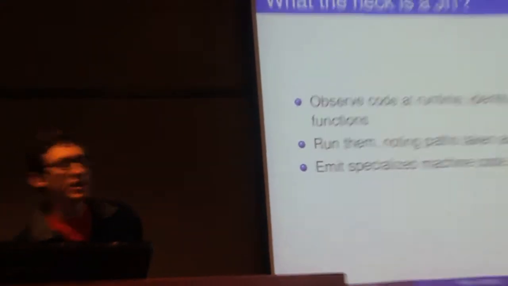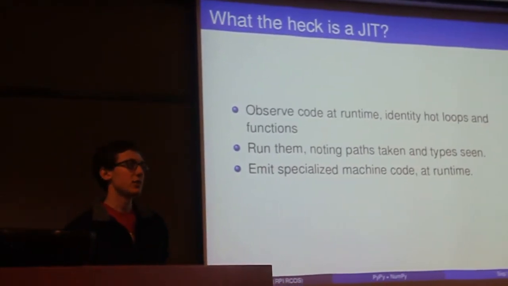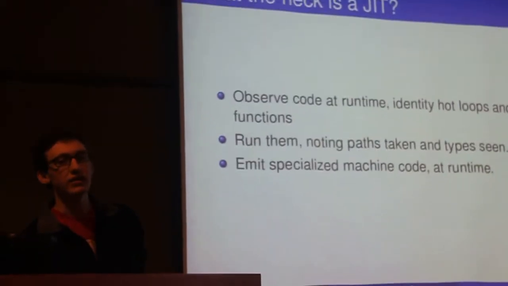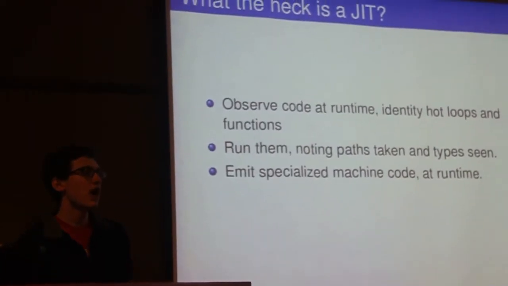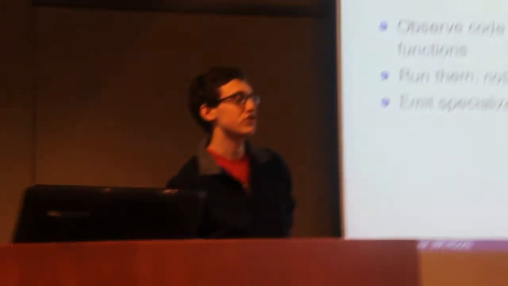And so essentially the way our JIT works is it's a tracing just-in-time compiler, similar to TraceMonkey, which is the JavaScript engine inside Firefox. And what that means is we observe your code at runtime, and we run it normally in an interpreter for the first about 1,000 iterations of a loop.